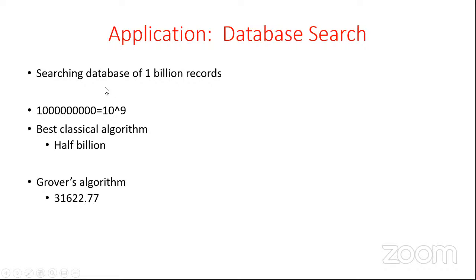Assuming this data is not sorted, the best classical algorithm will do half a billion searches. On average it will search half the database before it finds the item. But if we apply Grover search, what will be the complexity? Just take the square root of this term. So what will be the square root of 10 to the power 9? Can anyone tell?